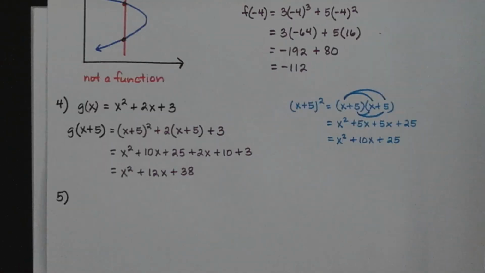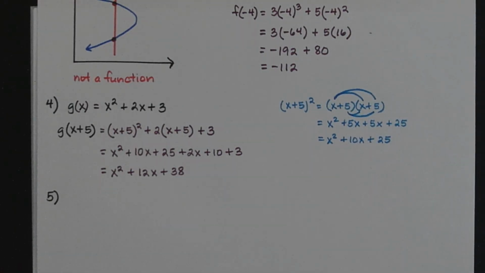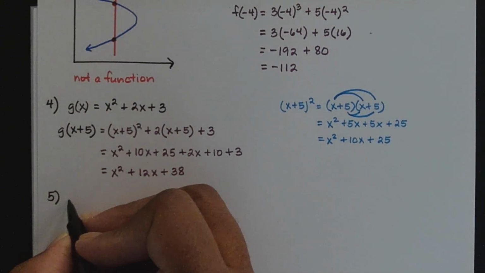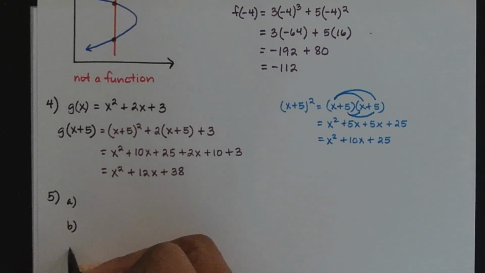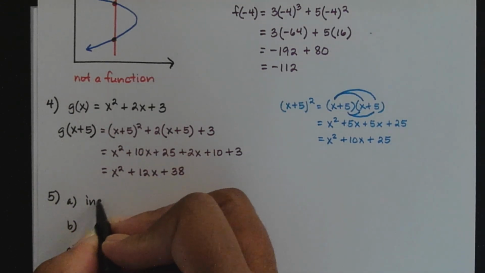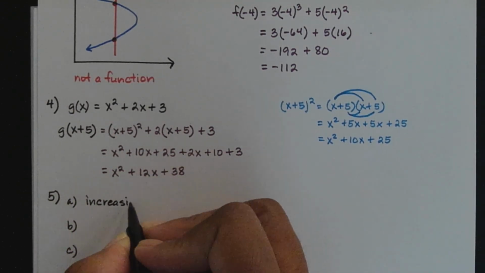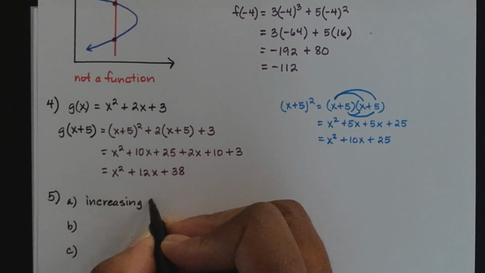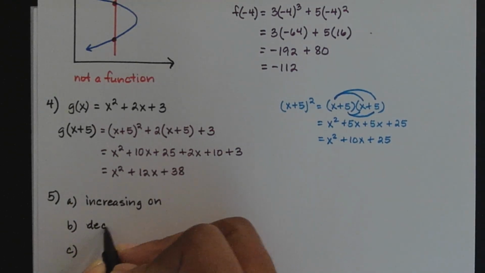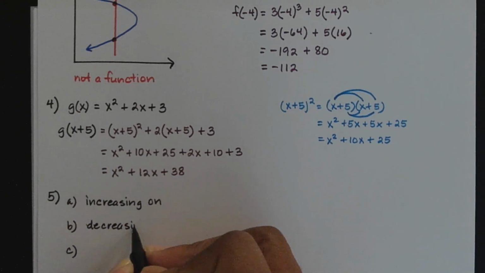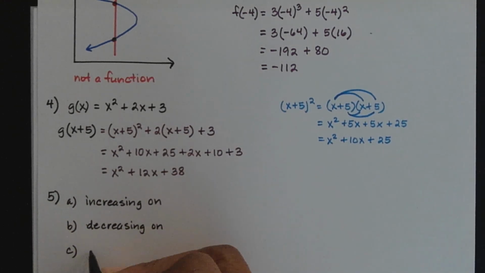All right, number 5 is to use the graph to determine the open intervals on which the function is increasing, if any, the open intervals on which the function is decreasing, if any, and the open intervals on which the function is constant, if any. Okay, so this is parts A, B, and C. We want to know the intervals on which it's increasing on, decreasing on, and constant.